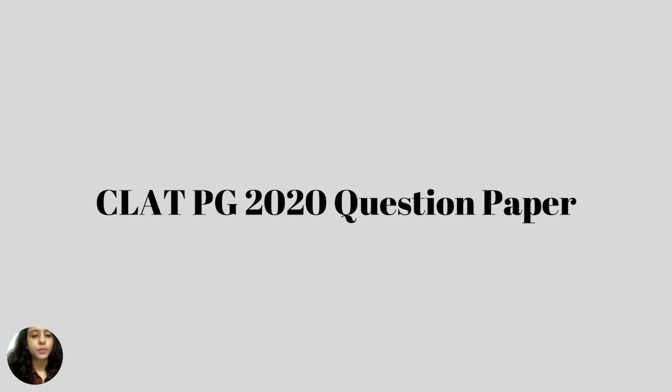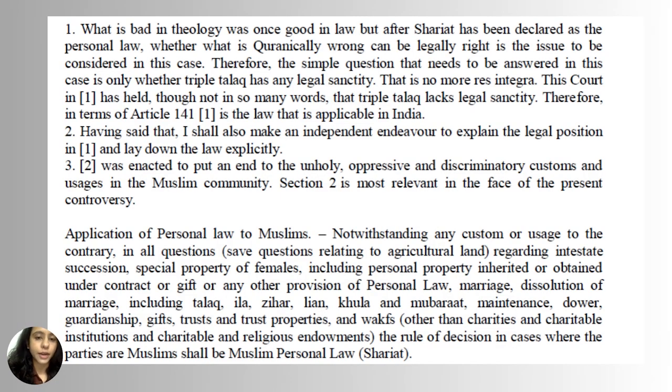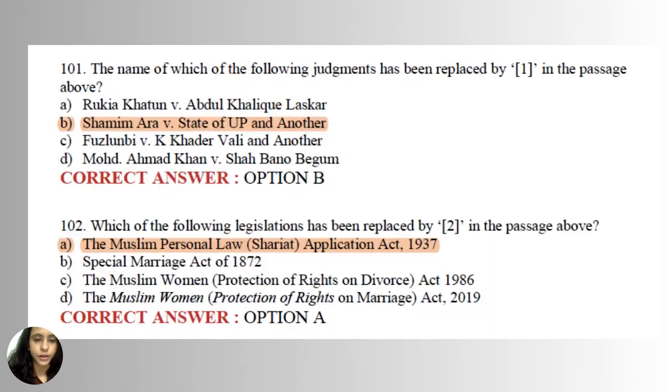Now coming to the CLAT PG 2020 question paper, in this particular year, 10 questions were asked from family law. So this was the paragraph which was given, which was relating to Shariat law, Muslim personal law, and the concept of talaq under it. So the first question was, what is the name of the judgment which is quoted in the passage? So that was Shamim Ara versus State of UP.